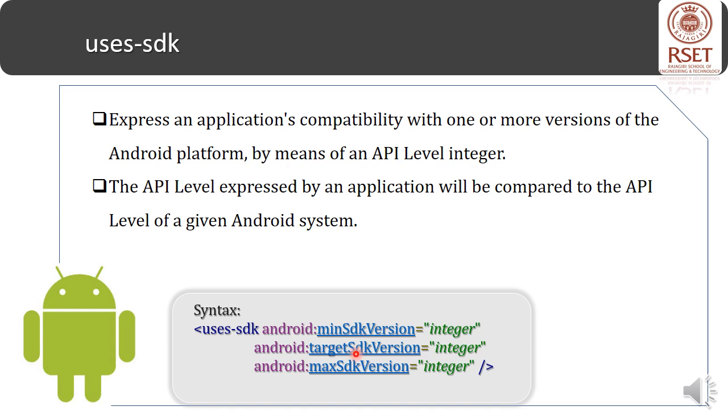Now, moving on to target SDK version. Again, this is an integer designating the API level that the application targets. If it is not set, then a default value will be given to it, and that is usually the minimum SDK version value. Then we have the maximum SDK version, which is an integer designating the maximum API level on which the application is designed to run.